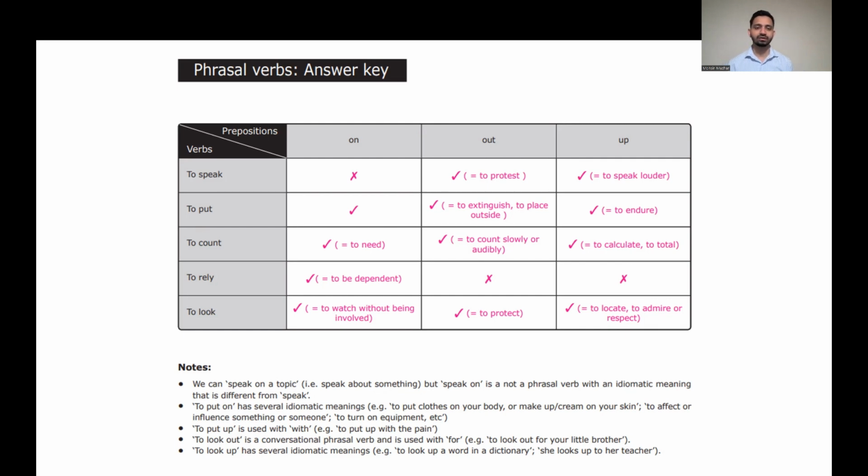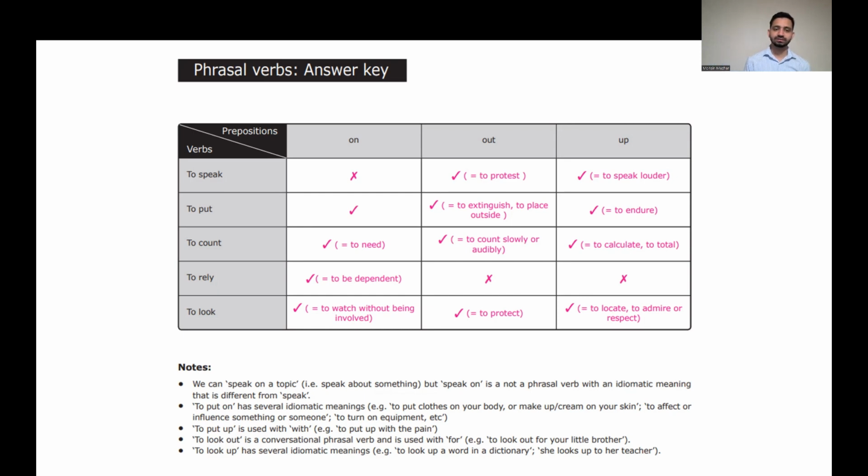To rely on means to depend on someone. I'm relying on my brother. I'm relying on my father, my mom, things like that. So if you are depending on someone, then you use that, rely on that person. And we don't really use rely out or rely up.